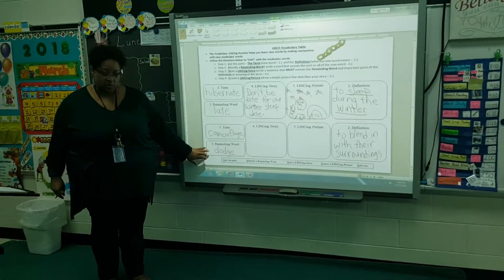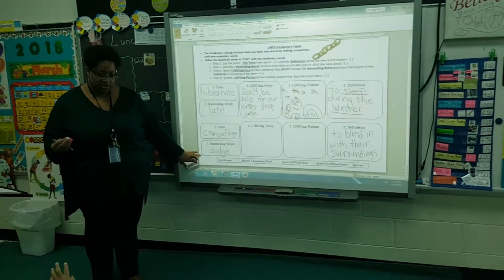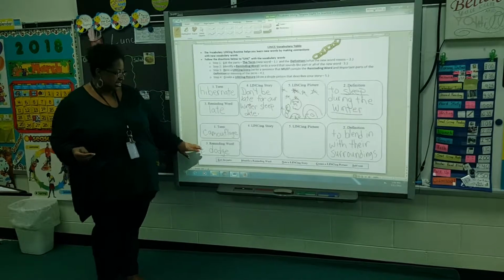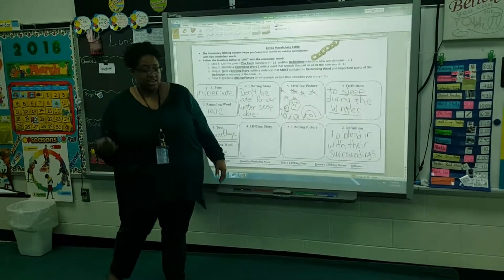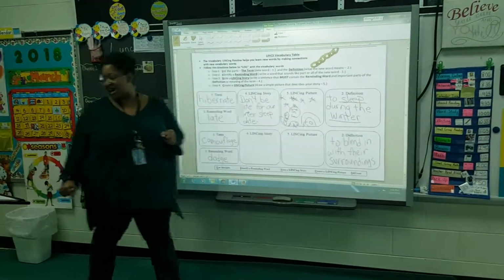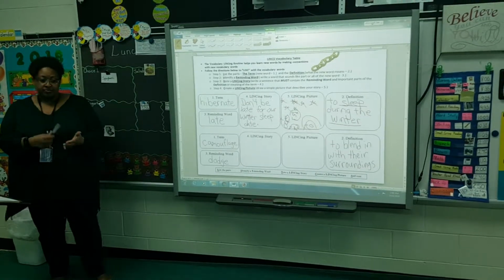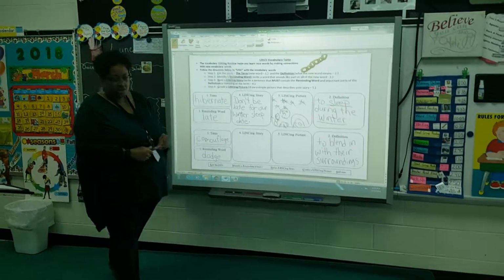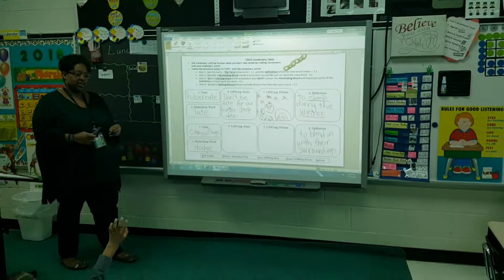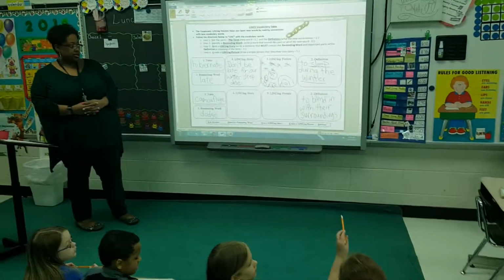Dodge, our reminding word, so we can link everything together. A story that has a reminding word and gives some important parts of the definition. So if your hand is up, you're ready. What do you think? I was just saying we forgot to underline that.